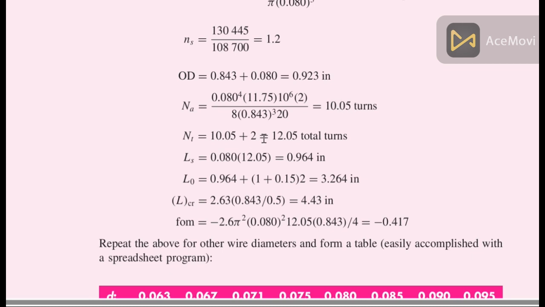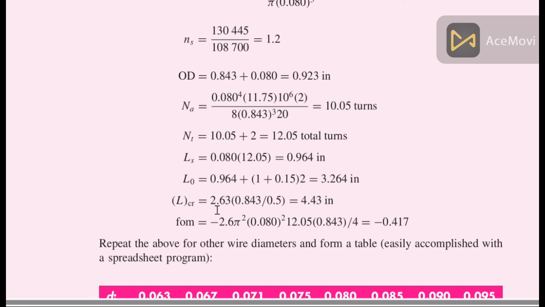This is from the formula in table 10.1: 12.05 total turns. Then Ls is also from the formula. Its value is Nt multiplied by d. Total turns, sorry, my mistake, that is total turns into small d. Then it is 0.964, and L naught is equal to ls plus 1 plus zeta into 2. That is also from the formula. So L naught is equal to 3.264 inch.